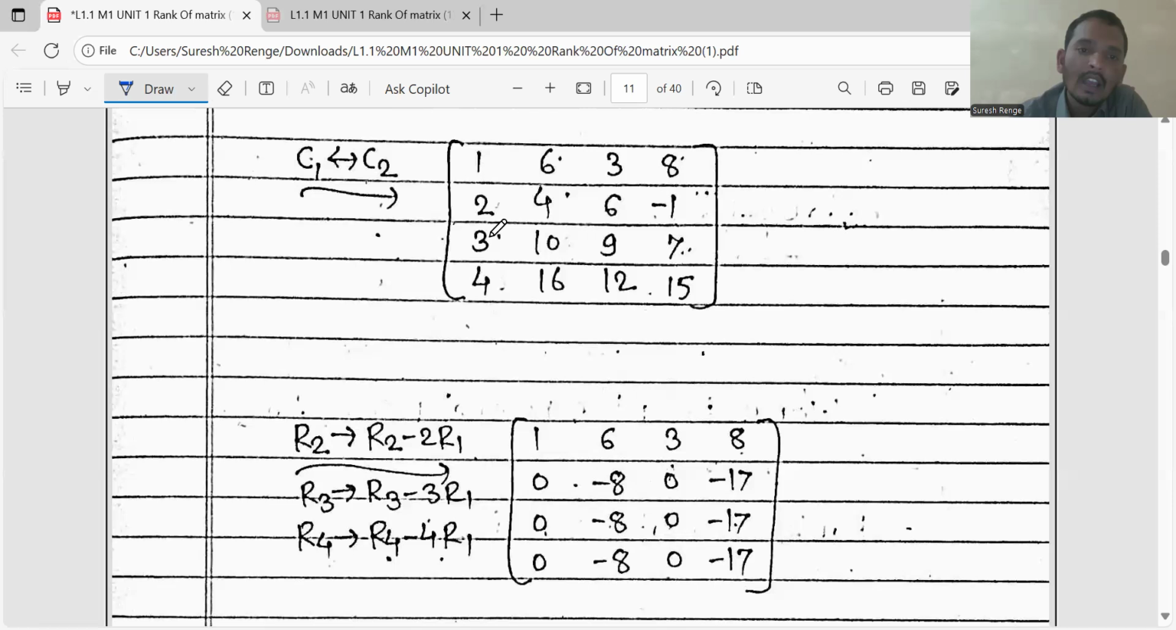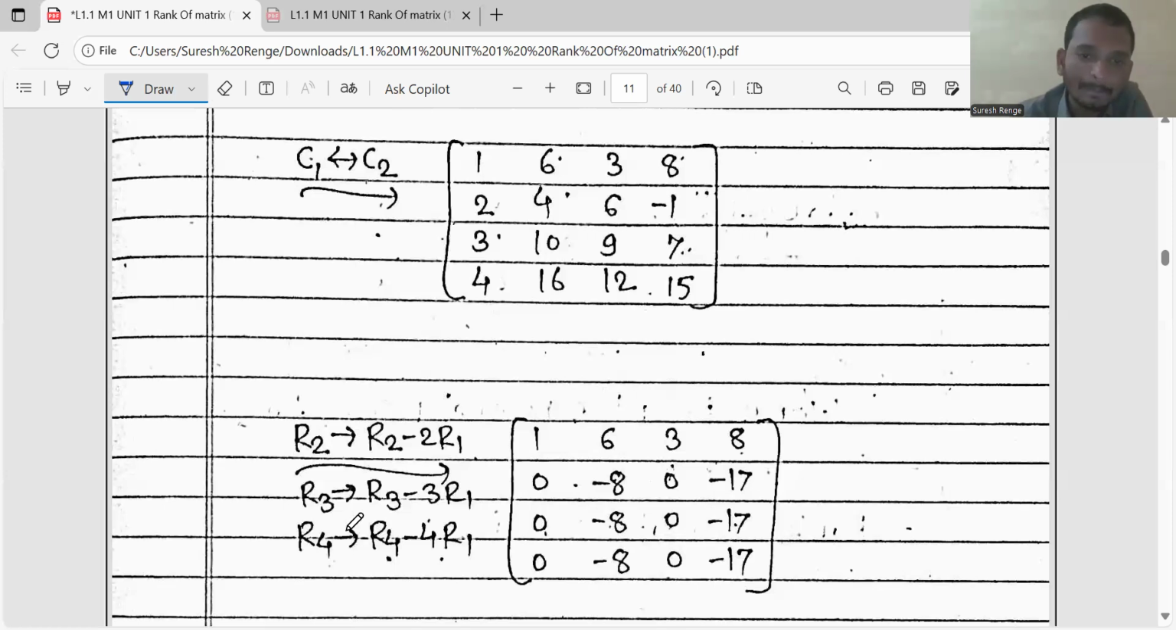Now row number 3. 3 minus 3 is equal to 0. This is 10. Here 10. And this 3 multiplied by 6, that is minus 3 multiplied by 6, minus 18, plus 10, minus 18 is equal to minus 8. Minus 3 multiplied by plus 3 is minus 9, plus 9, minus 9 is equal to 0. That element is 0. Minus 3 multiplied by 8 is minus 24, plus 7, minus 24 plus 7 is equal to minus 17.